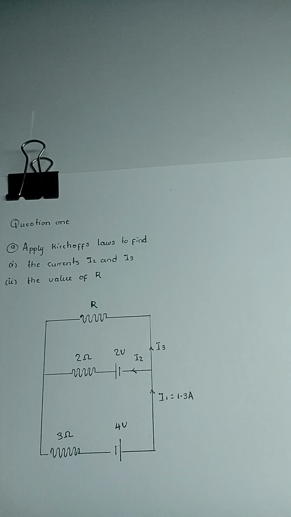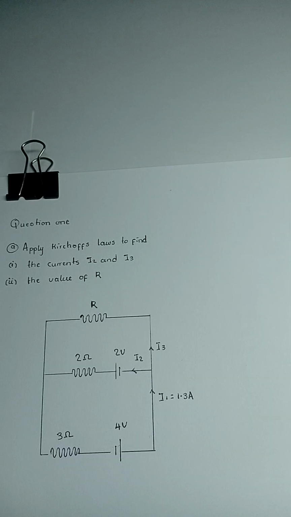Alright, in this video we're going to talk about circuit analysis and how to construct loop equations. So I have a question here which says apply Kirchhoff's laws to find the currents I2 and I3 and find the value of R, the resistor R.